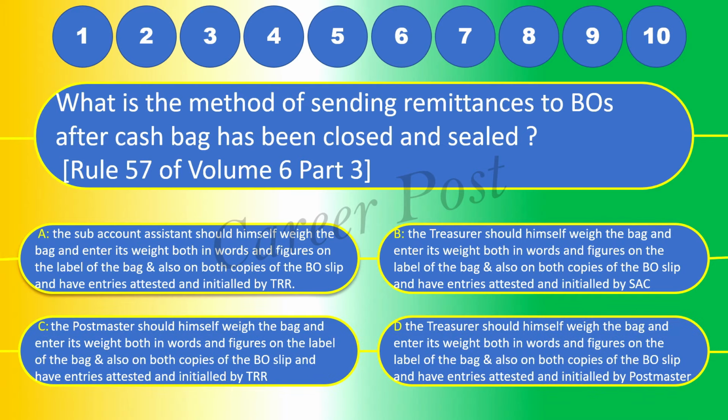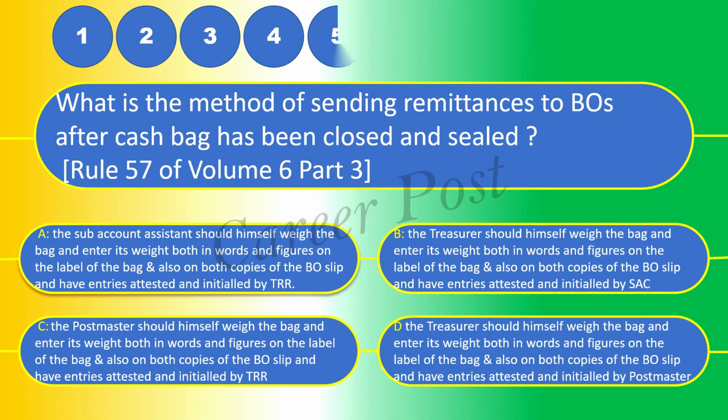Next option is, postmaster himself should weigh, and lastly it is initialed by the treasurer. D option is, the treasurer himself should weigh and initialed by the postmaster. Here the first and last things are important. Sub-account assistant and treasurer here, treasurer and sub-account assistant here, postmaster and treasurer here, treasurer and postmaster here. So your time starts now. What is the correct method for sending the remittances?